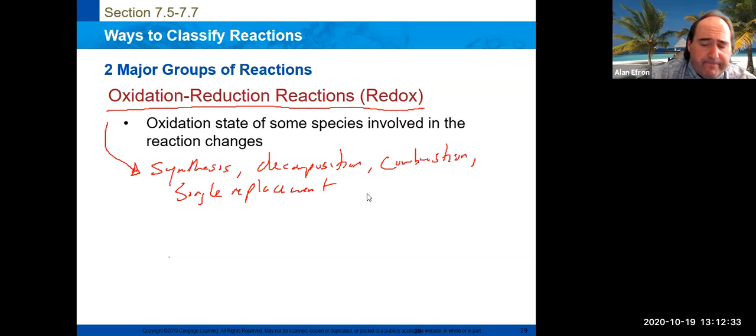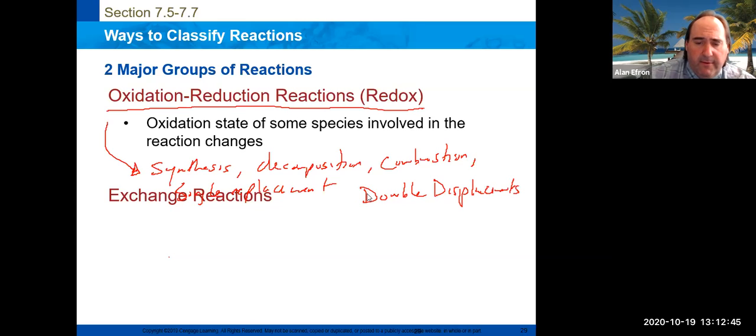And that leaves us the last big category, which is our double displacement reactions. Obviously, because of time, we will stop here for today. But we'll talk about what those are and all the specific classifications that fall underneath that. Any questions on anything we talked about today?